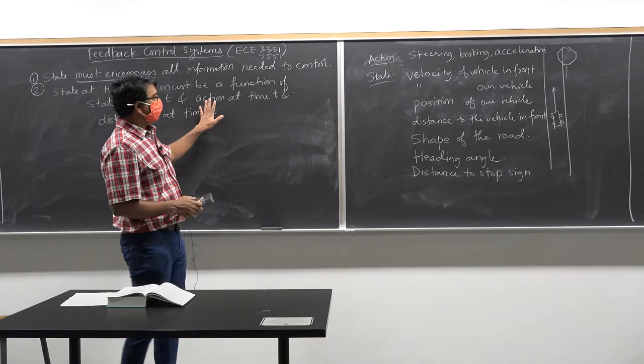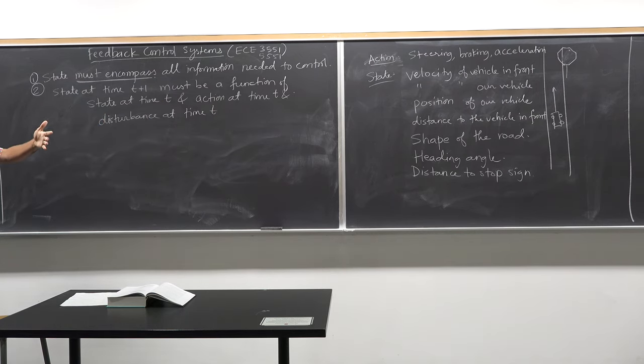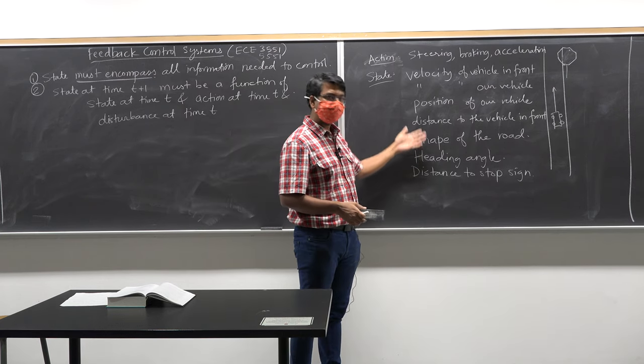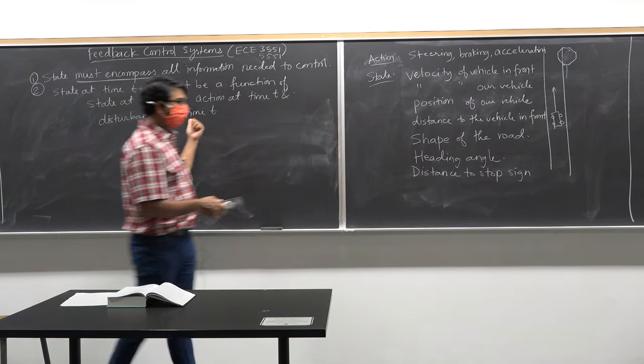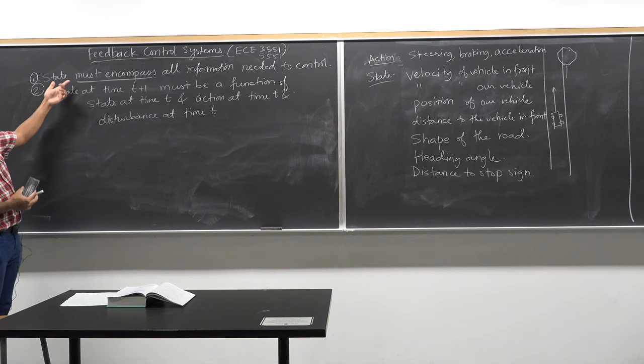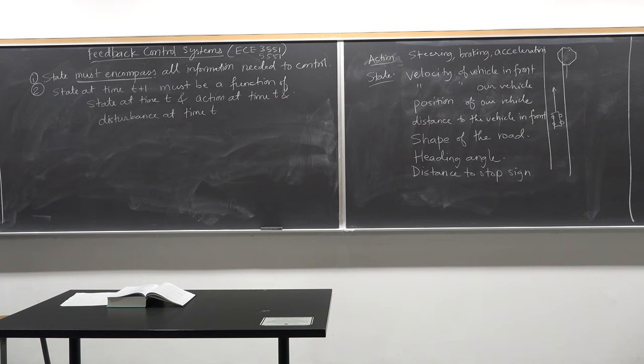So, and why is this important? Because when you go out in the field and you are designing algorithms for feedback control systems, you will have to keep asking yourself this question: is the history important or not? If it is, include it in the state. If it is not important, you remove it from the state and you will still be doing fine. And the first thing is that the state must encompass all the information needed to control.